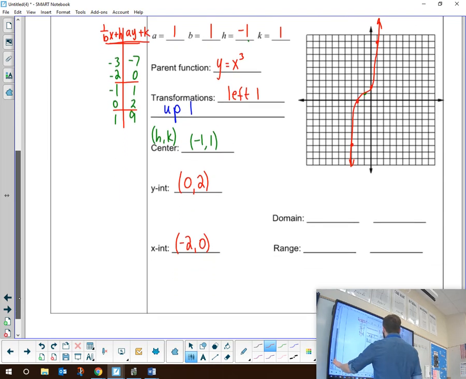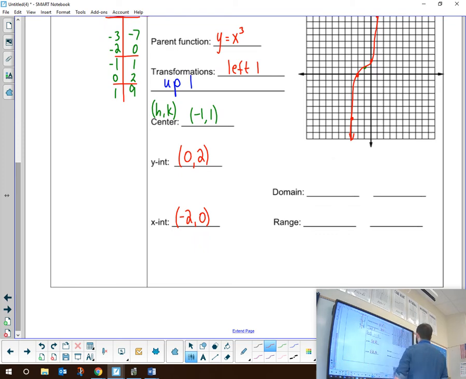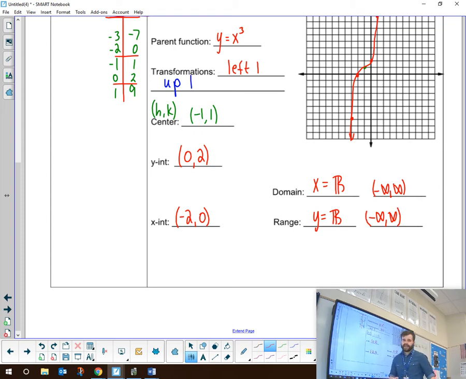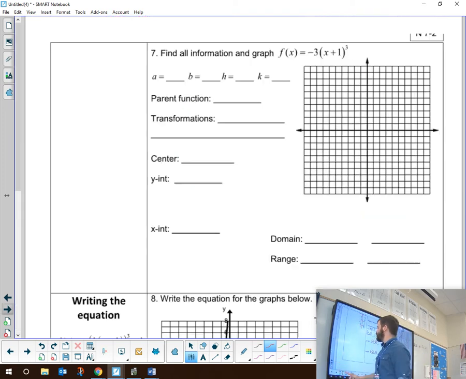Last but not least, let's talk about domain and range. For all of these problems, your domain is going to be x equals all real numbers, -infinity to positive infinity. And your range is going to be y equals all real numbers, -infinity to positive infinity. Like I said, there is no maximum or minimum. This is just what we got. Okay, let's take a look at our next graph.